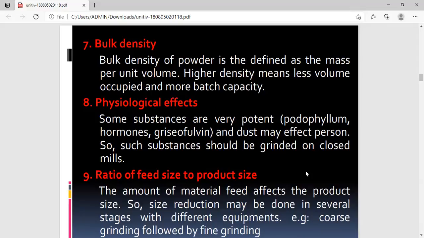And if we need to further reduce, we have to use the tertiary crushing. Similarly, grinding. In grinding, it is never done in one stage because the size reduction ratio will affect it. So it cannot be reduced directly. It has to be done in stages.